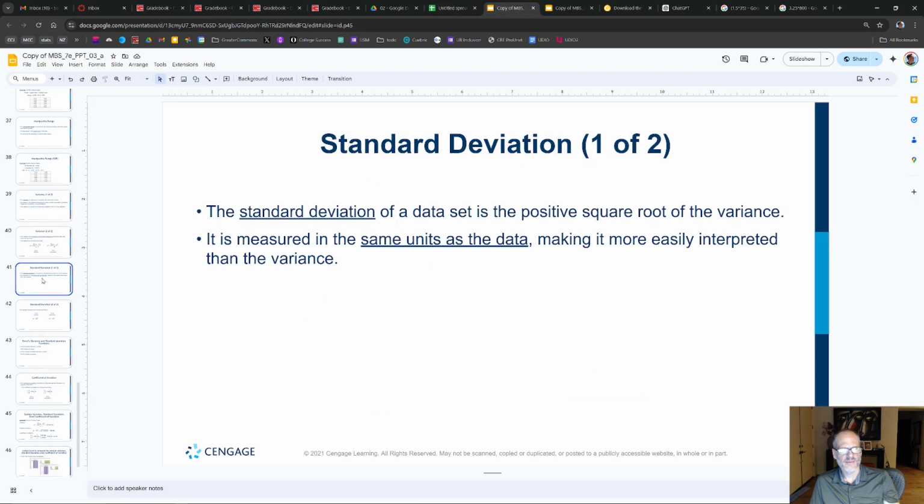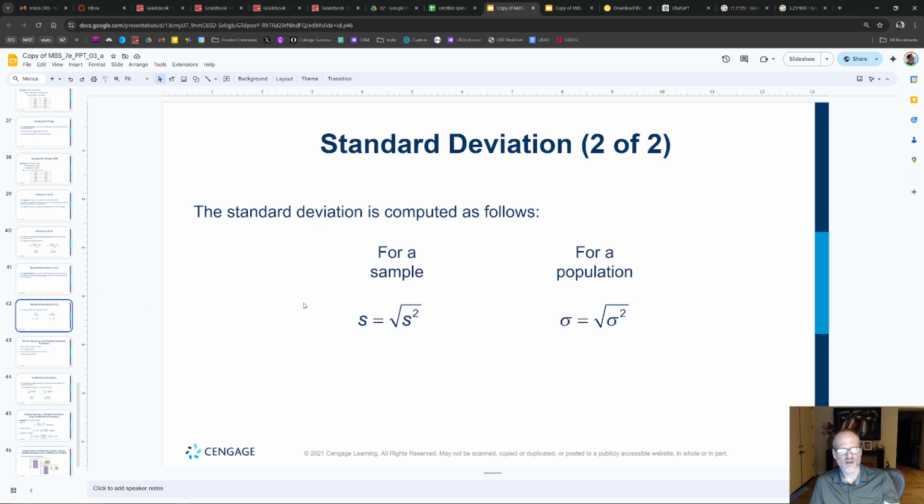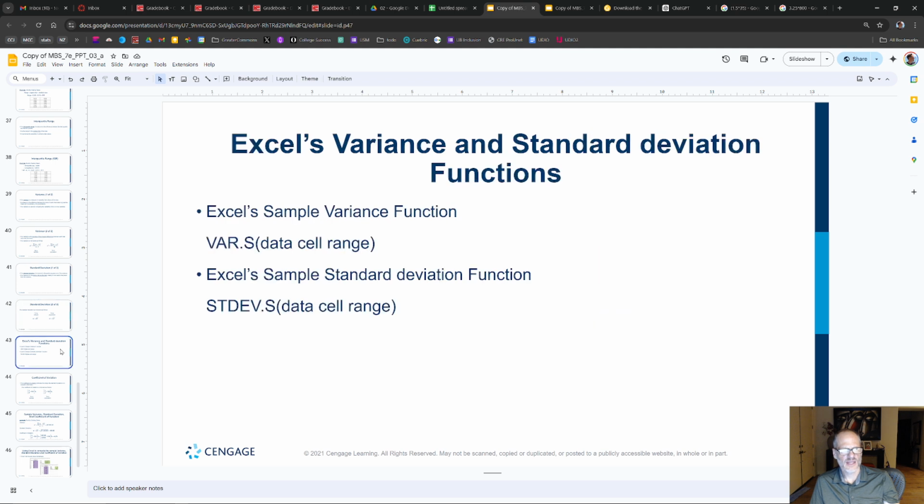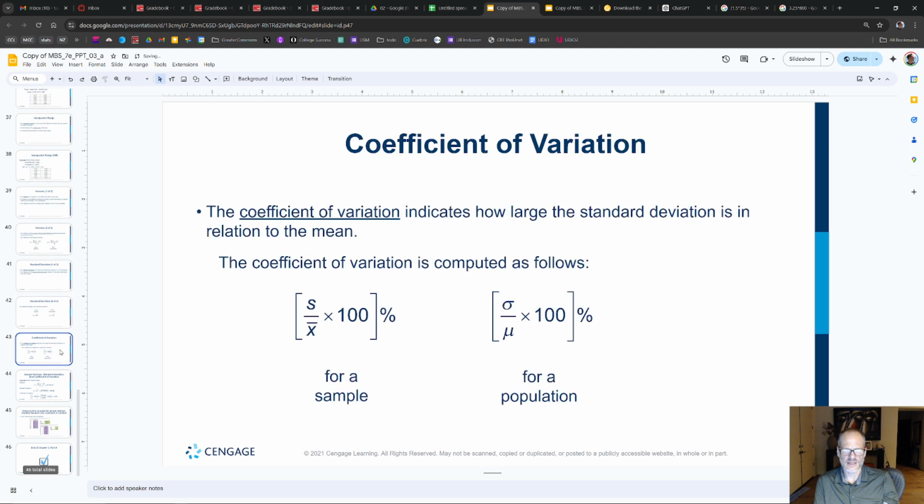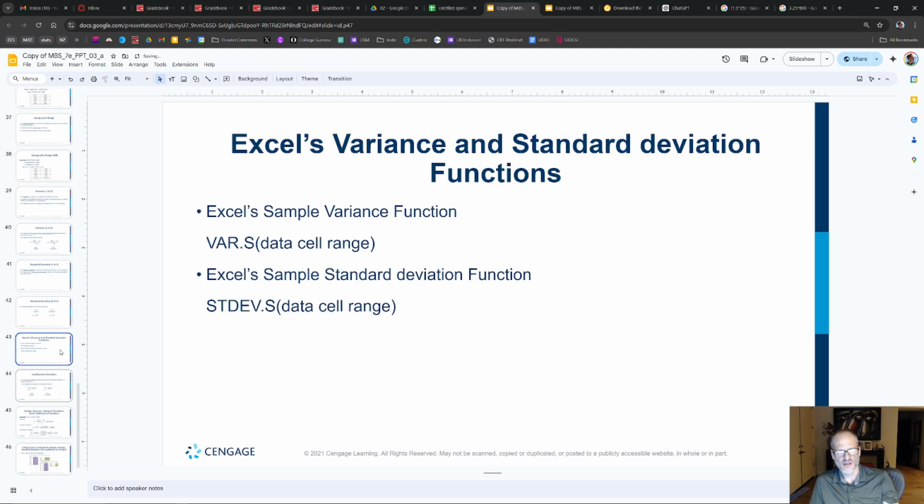Then the standard deviation of a data set is the positive square root of the variance. It's measured in the same units as the data, making it more easily interpreted than the variance. And so we just take the square root of each of those to get the standard deviation. We're not going to worry about how to do that in Excel, so let's get rid of that.